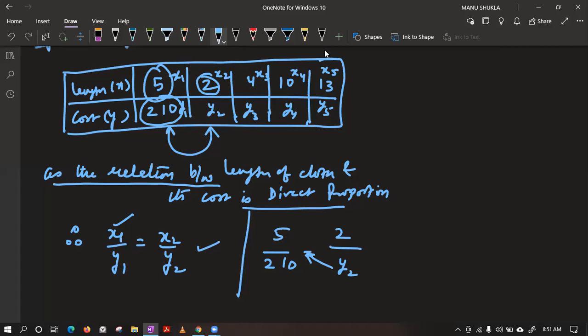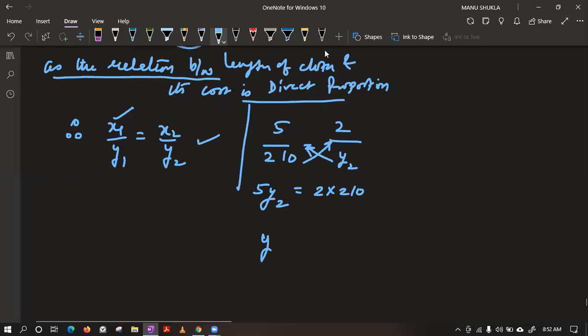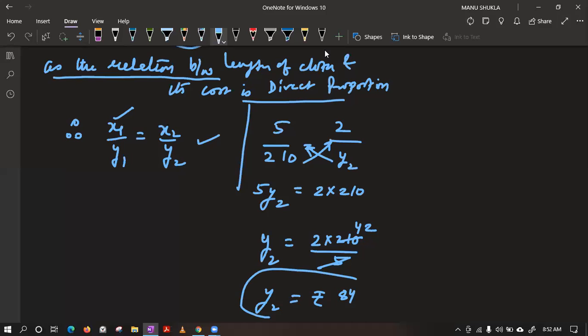Doing the cross multiplication, 5 y2 is equal to 2 into 210, and then y2 will be 2 into 210 upon 5. Solving, 5 4s are 20, 5 2s are 10. So y2 is rupees 84. Is this method clear to everyone? Please confirm. First, we have found that the relation is direct. After that, we have used the formula.